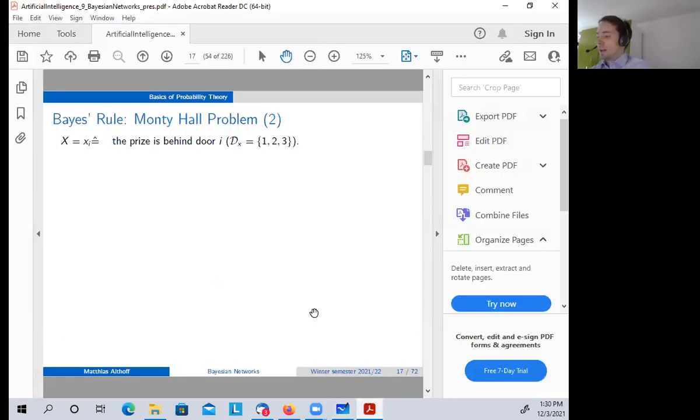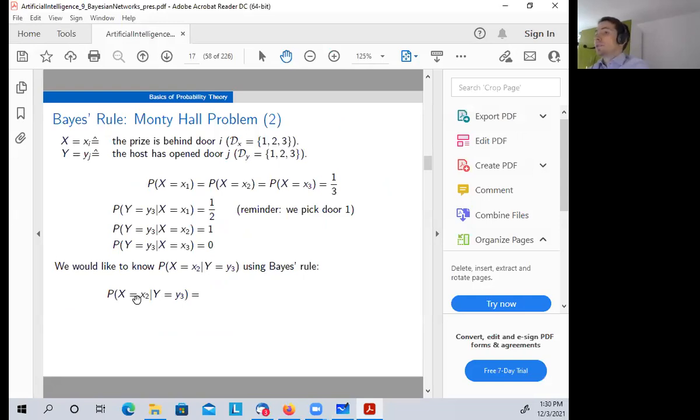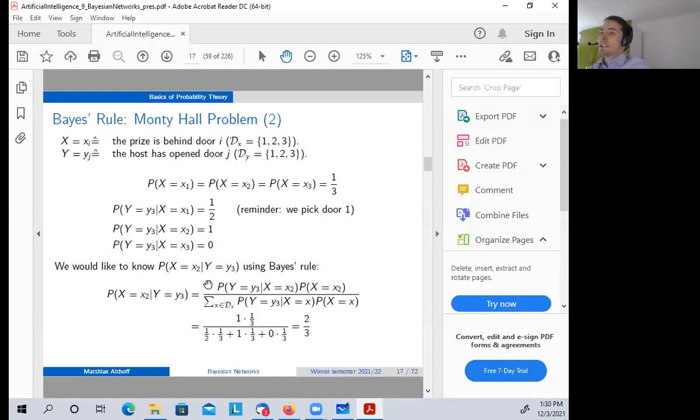If you now insert this information into Bayes' rule, we want to know the probability that we should change the door, so that we should choose door number 2 instead of number 1, given that the showmaster has opened door number 3. This is the formula for Bayes' rule that we use here. Then we insert all the conditional probabilities that we have collected, and you see that the probability is 2/3. This is twice as high as the original probability. So if you switch the door, your chance of winning has doubled.